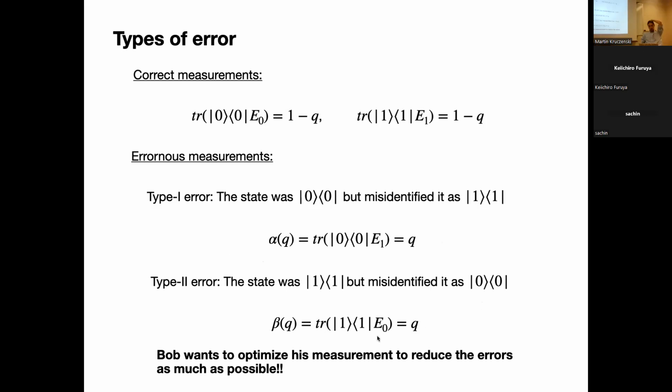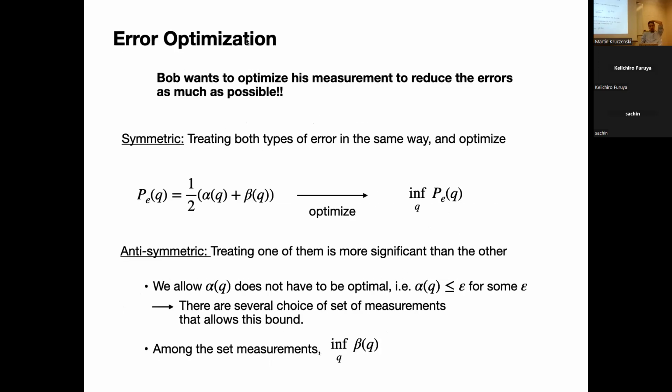So in this case, you calculate the trace of ρ1 and E0. So these are the amount of errors that Bob can get. What Bob wants to do is reduce these quantities, these values. So what he needs to do is the error optimization. There are two ways to do this: one is symmetric optimization, and the other is anti-symmetric optimization.